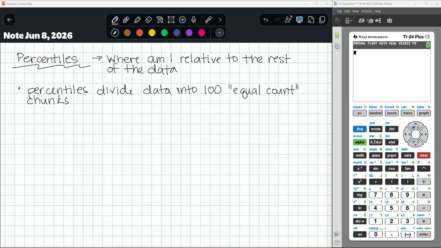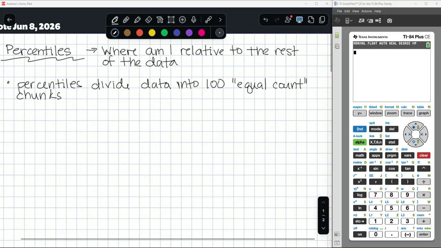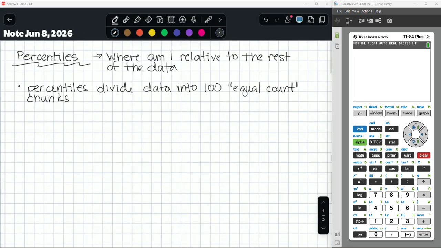So the question is, how do I figure out what my percentile is? And if I know my percentile, can I figure out what my score was if I have the list of data? That's what we're going to talk about today. First, how do I find the percentile for a data value? Unfortunately, there is a formula for us.